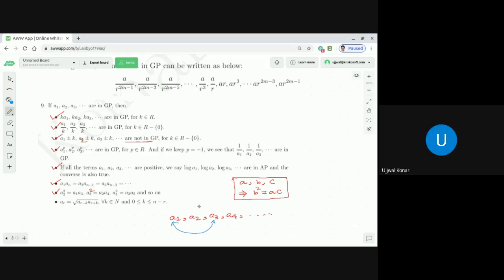And so on. And there is a generic formula I have given after that. That AR is equal to square root of AR minus K into AR plus K. Correct or not? For all K belongs to N. So any doubt, please do let me know.